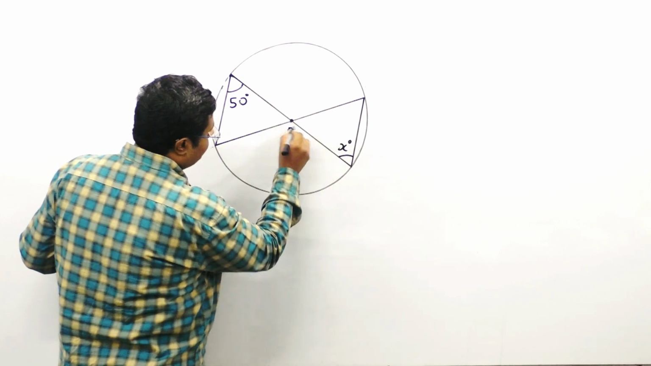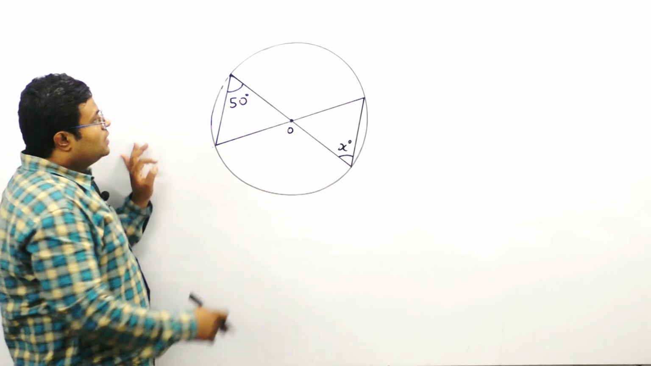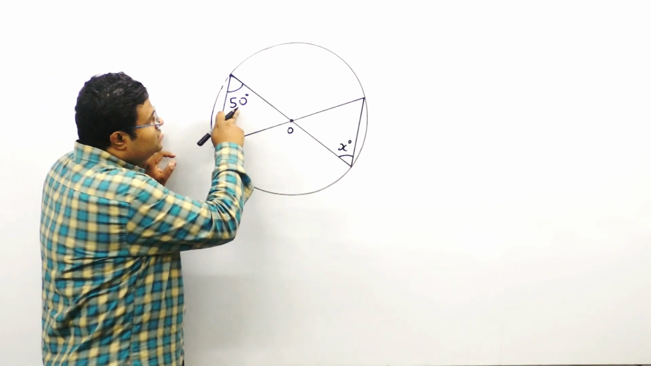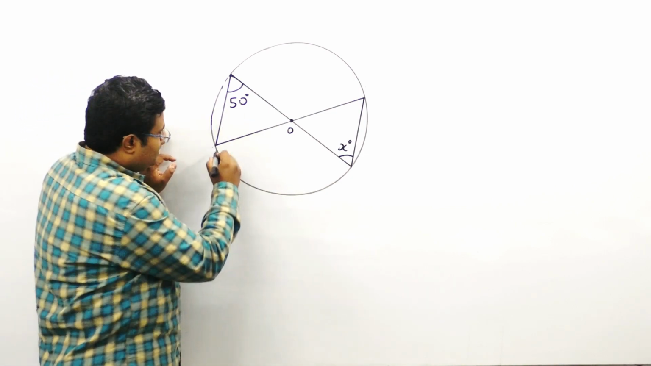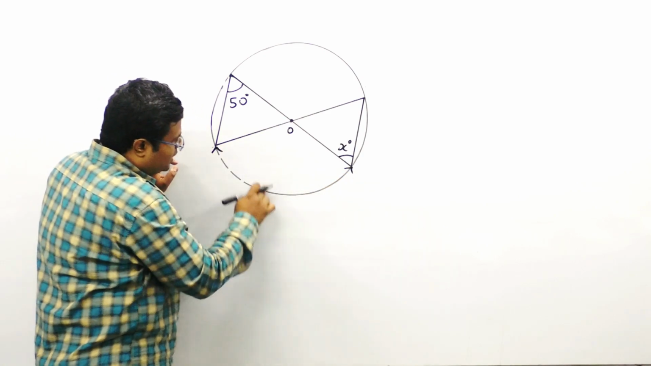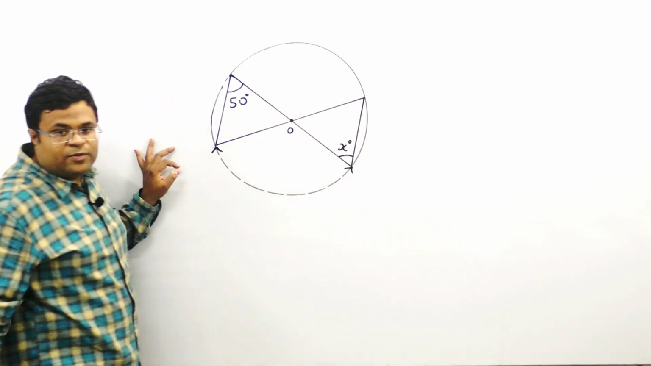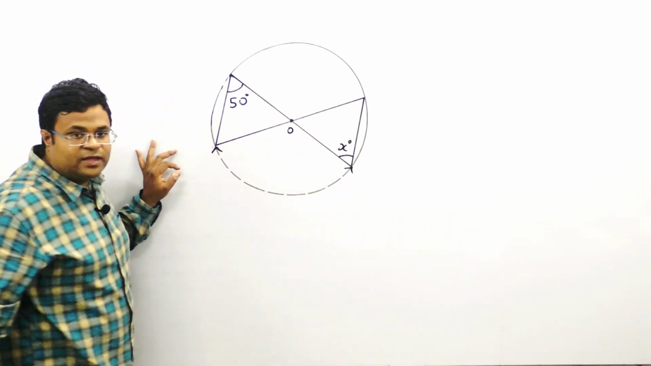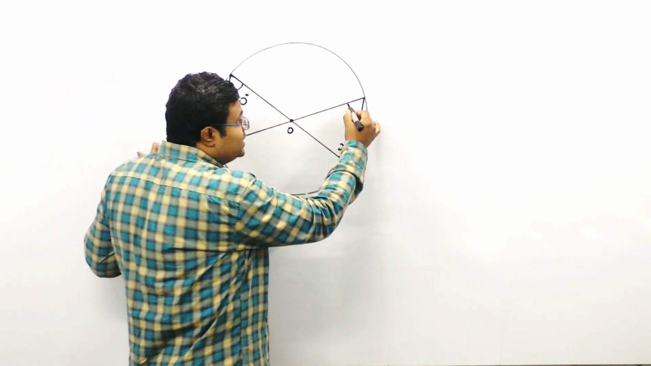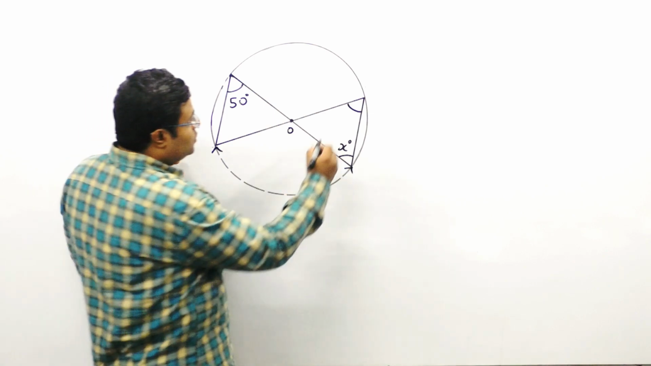See, O is the center of the circle. Now you see, if this angle is 50 degrees and this is the arc, if you have a look at the arc, this is the starting point of the arc, that is the ending point of the arc. This angle is 50 degrees. So what will be this angle? 50 degrees only, yes or no?